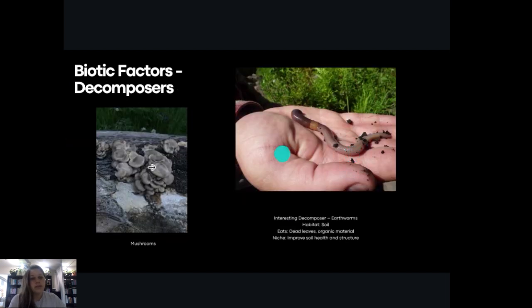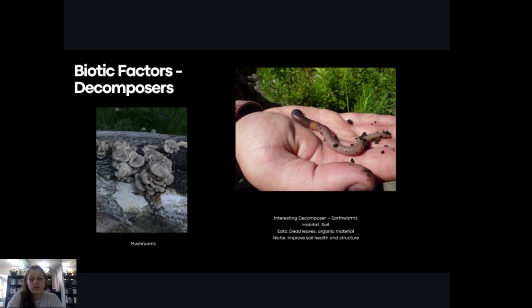Decomposers. Decomposers break down dead plants and animals, returning nutrients to the soil. In this ecosystem, they are fungi, like mushrooms, and earthworms. The earthworm is my special focus. They improve soil structure, mix organic matter, and help create rich, healthy soil for plants to grow. Without decomposers, the ecosystem would quickly become unhealthy.